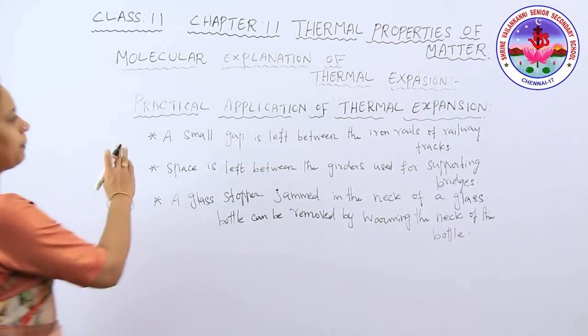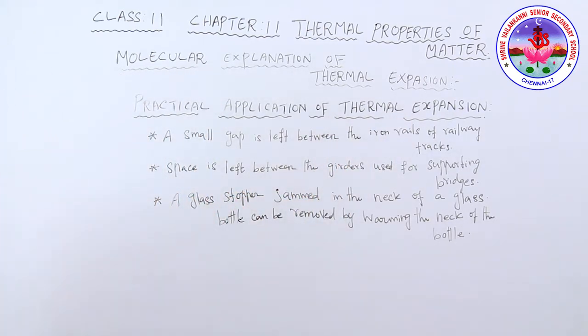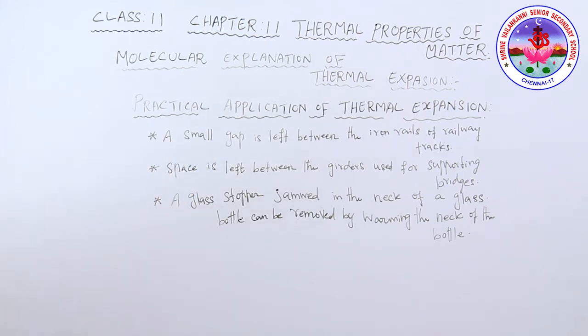So the practical applications of thermal expansion, one by one we'll see. See the first one, a small gap is left between the iron rails of railway tracks. The two rails are joined by fish plates. Actually, if no gap is left between the rails, the rails may bend due to expansion in summer and the train may get derailed.